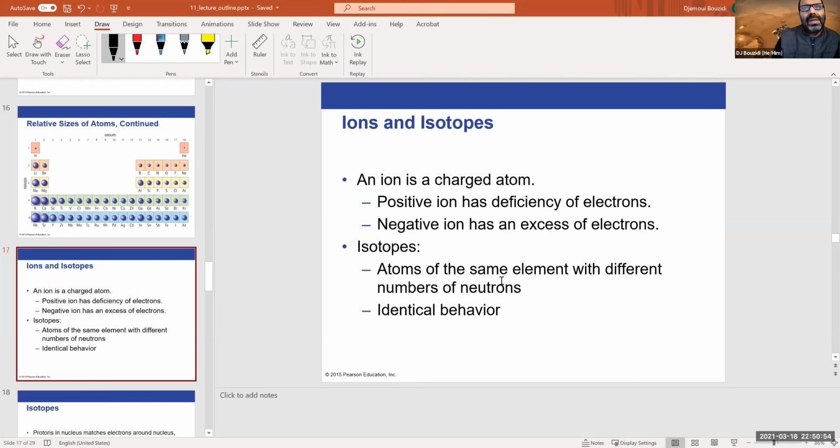Isotopes are atoms of the same element with different numbers of neutrons. In this case, they have identical chemical behavior. The slide's wording is not quite correct, so it has to be chemical behavior. Physical properties depend also on the mass, so if they have different masses, they will have different physical properties. By behavior here, I mean chemical behavior, not anything else.